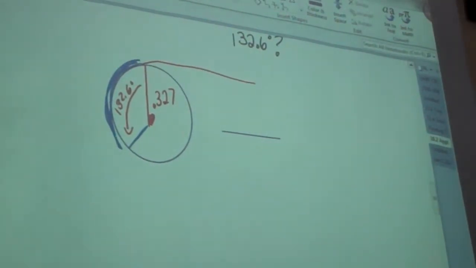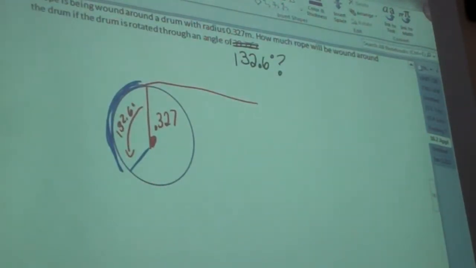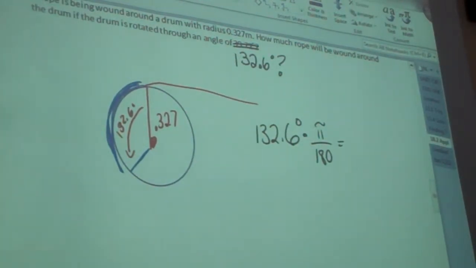Why did you do 132.6 degrees? Oh, you just changed it? I changed it. Okay, so same sort of thing. I'm changing 132.6 to radians. Yeah, approximately. You get 221 pi over 300. 221 pi, you get 2.314.